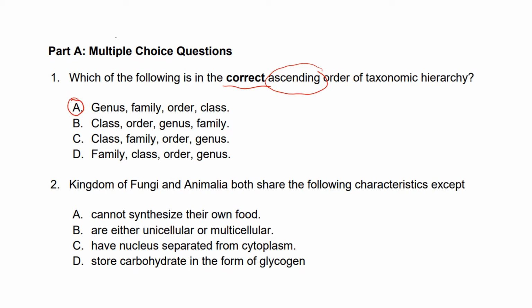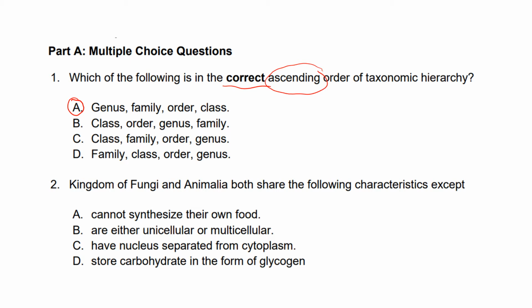Basically, the order of taxonomic hierarchy from the lowest to the highest ranking starts from species, and then genus, family, order, class, and then phylum, and then kingdom. Above the kingdom we have the 3 domains, which are the domain Bacteria, Eukarya, and Archaea.